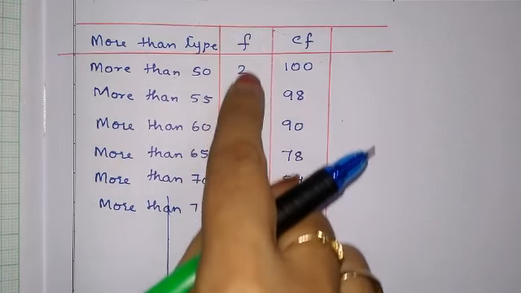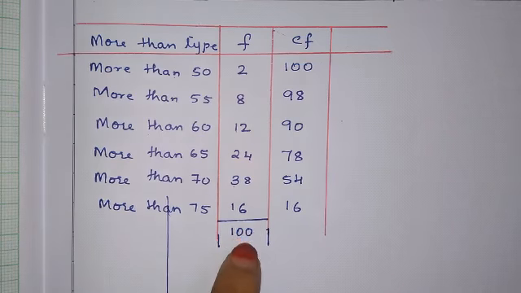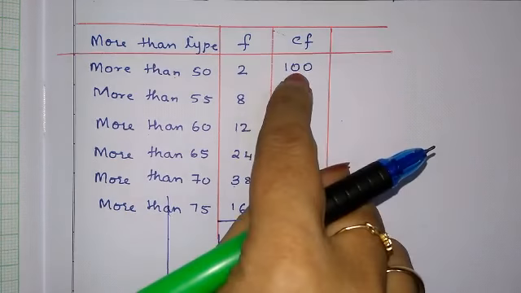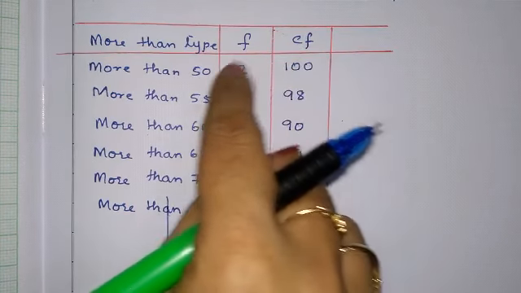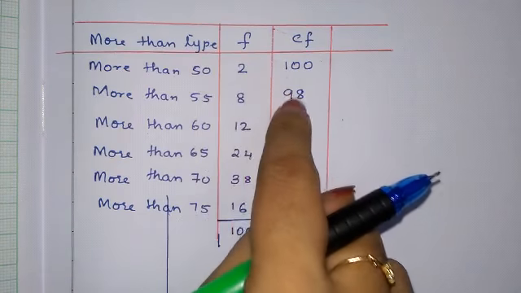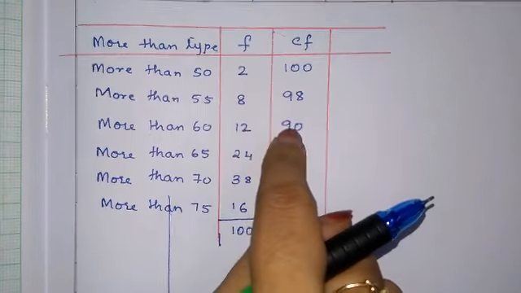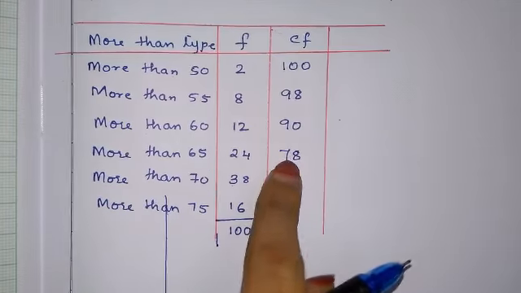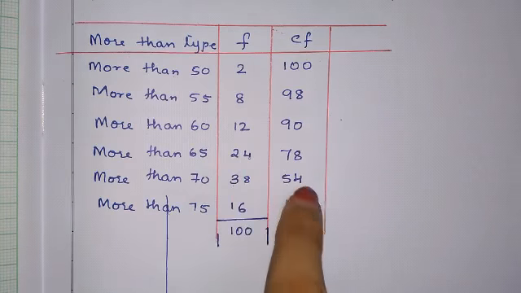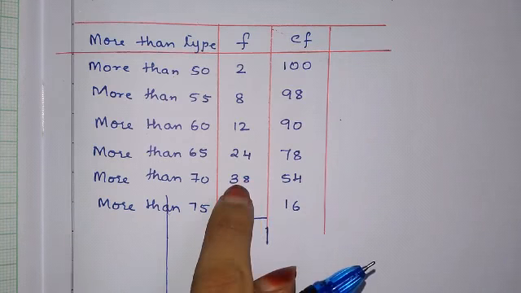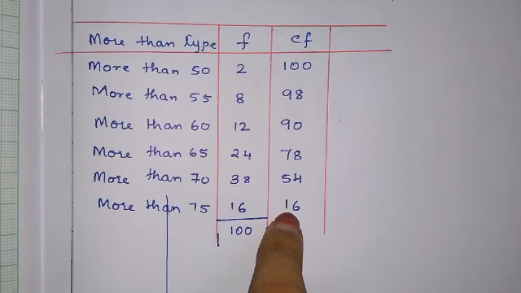We have to add all this frequency. Then whatever number we get, we should write up. Then we should go on minus. 100 minus 2, 98. 98 minus 8, 90. 90 minus 12, 78. 78 minus 24, 54. 54 minus 38, 16. This is one method.